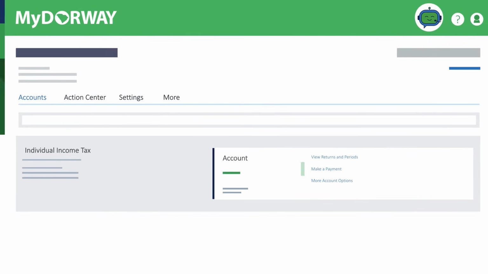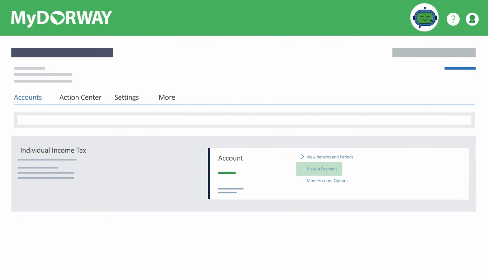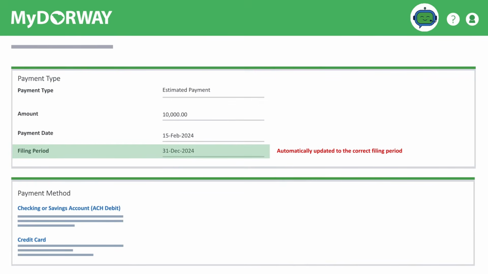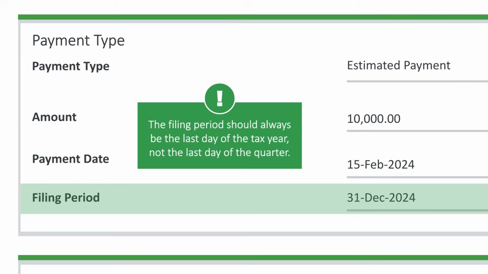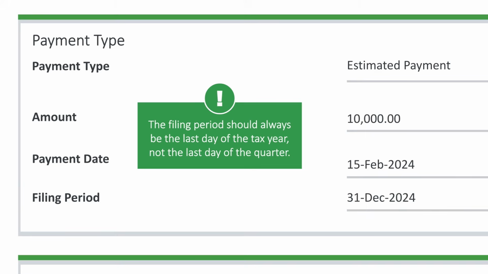Just log in, click Make a Payment next to your individual income tax account, and enter the filing period. The filing period should always be the last day of the tax year, not the last day of the quarter that you're filing. So, for example, all estimated payments made for the 2024 tax year should have the filing period of December 31st, 2024, regardless of when you're making the payment.